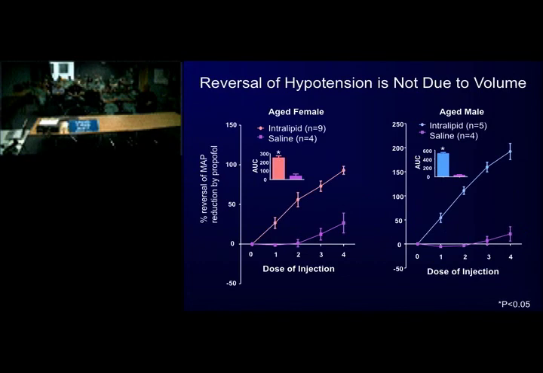When we looked to determine whether or not volume played a role in this, on the left side here we have the aged female, and on the right we have aged male. Insets are area under the curve, and what you can see here is that in both female and male, there's significantly greater reversal of hypotension with the Intralipid group compared to the saline. So it suggests that volume is not the key player in that reversal of hypotension.